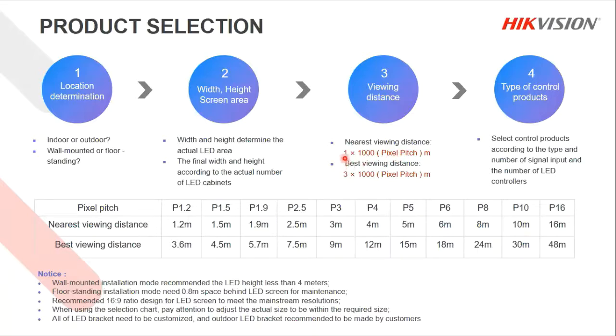So how does it work? 1 times 1,000 for the pixel pitch. For example, for this one with a 1.2 millimeter pixel pitch, 1.2 millimeters times 1,000 gets you to 1.2 meters, and then times 1. That's the closest you should be to this monitor. So for a pixel pitch of 1.2, don't come closer than 1.2 meters. The best viewing distance is times 3. You multiply the pixel pitch by 1,000 to get it into meters, and then times 3 for your best viewing distance. So 3.6 meters away from a 1.2 pixel pitch monitor, and so forth. That's how it goes.